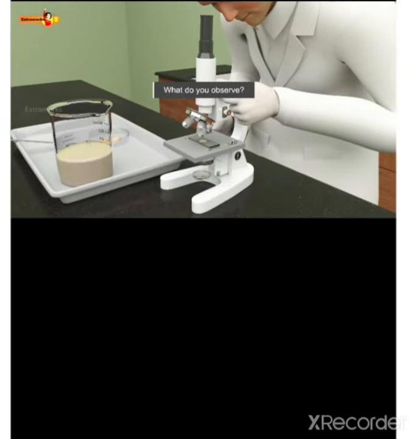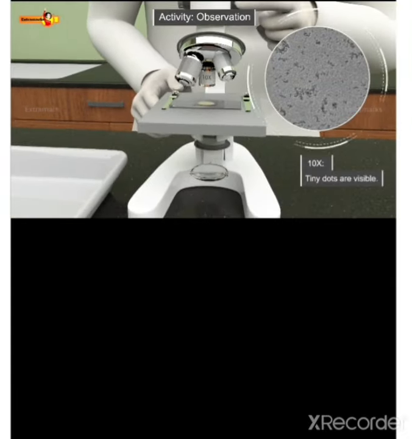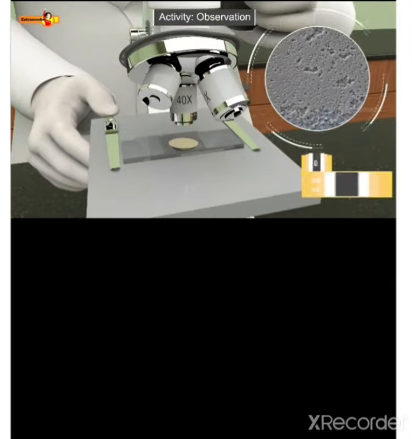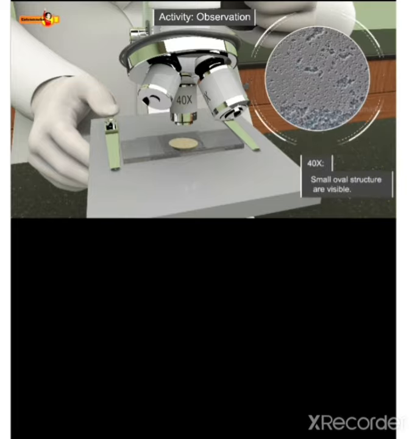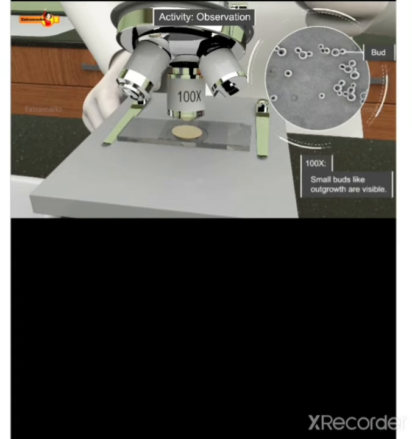What do you observe? At 10x magnification, yeasts are visible as tiny dots, while at 40x magnification, small oval structures are visible, and at 100x magnification, small bulb-like outgrowths are visible arising from the parent body.